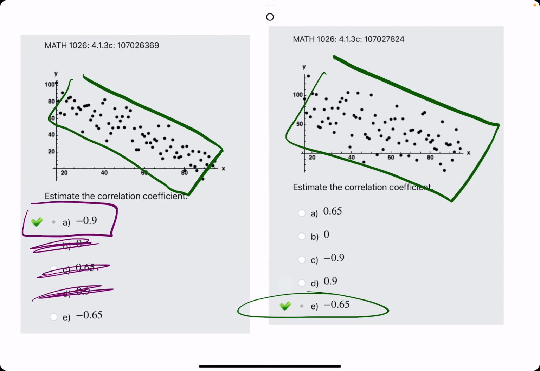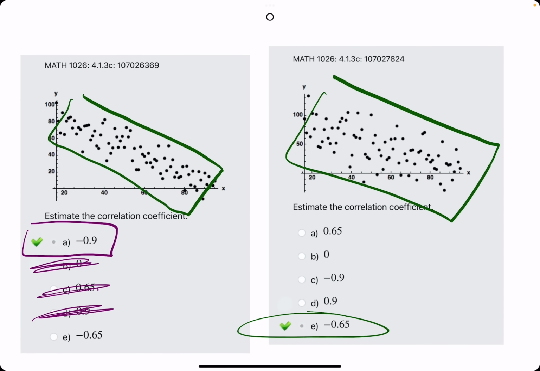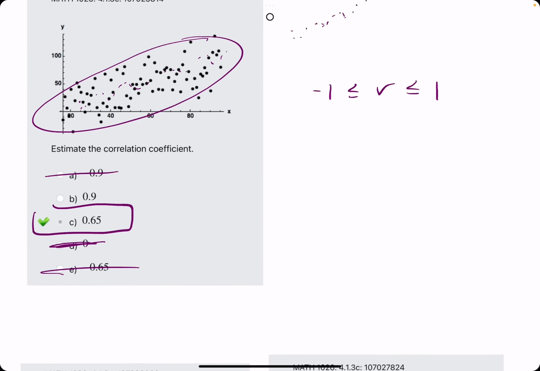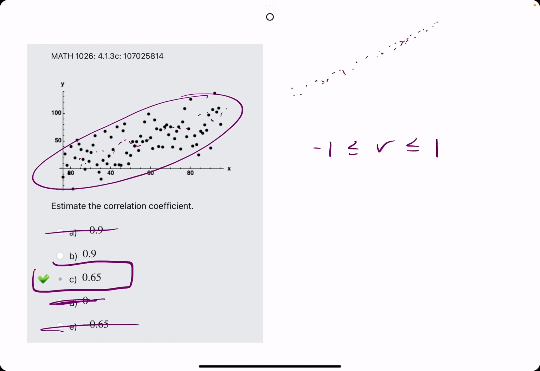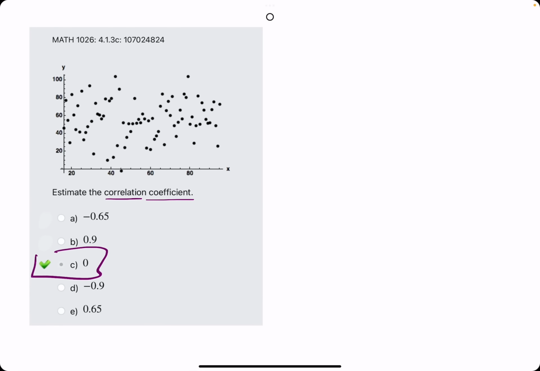I think that's all the examples I have. So hopefully this comparison here helps. I wish I had had a 0.9 for the positive relationship, but hopefully all these are enough.